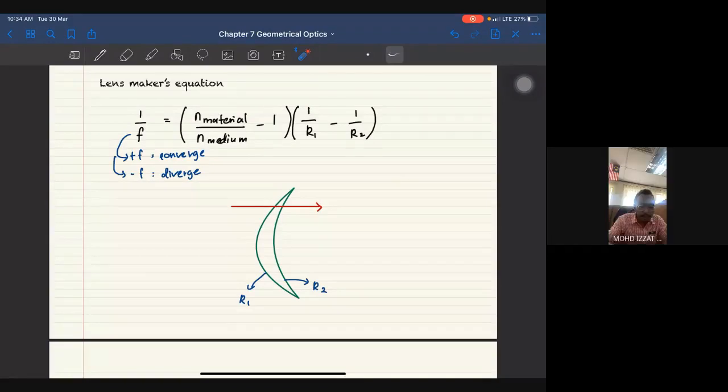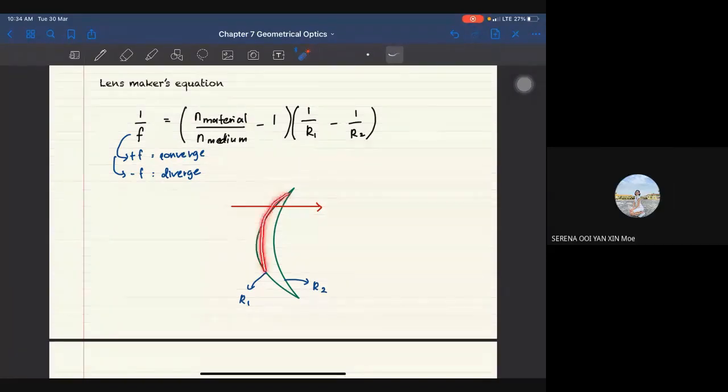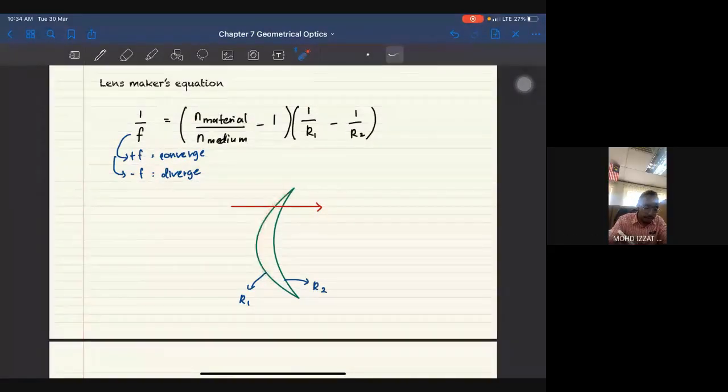Converge, because it looks like a convex surface. Yes, very good. So if it converges, you expect this one is positive. Okay. So now the light passes through the first surface. You can ignore the first surface. Dah boleh terus ignore. Okay.